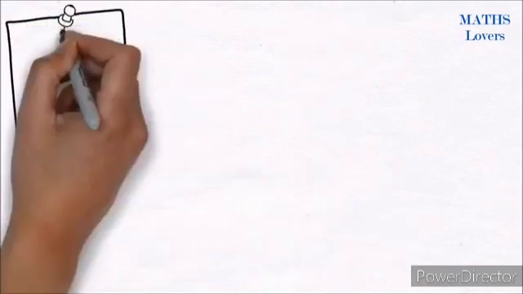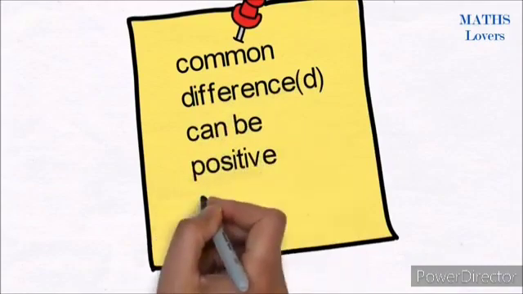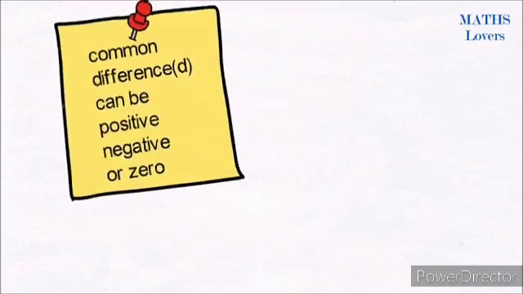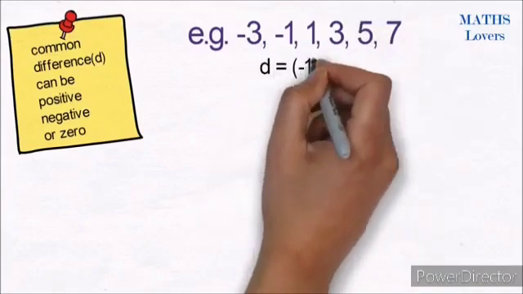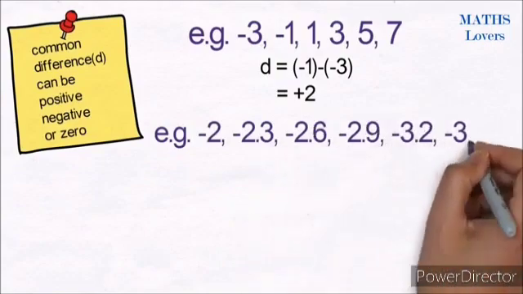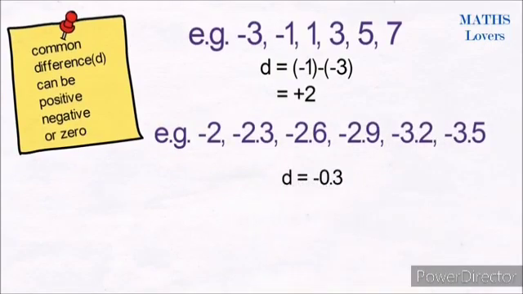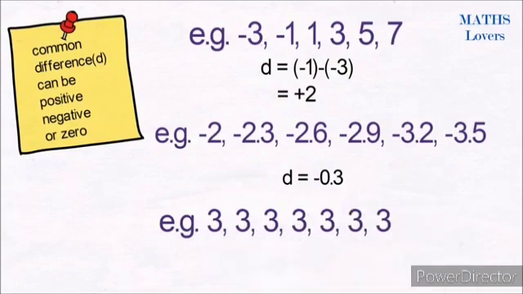The common difference in an arithmetic progression may be a positive number, a negative number, or zero. For example, in the first example, the common difference is a positive number. And in the second example, the common difference is negative.